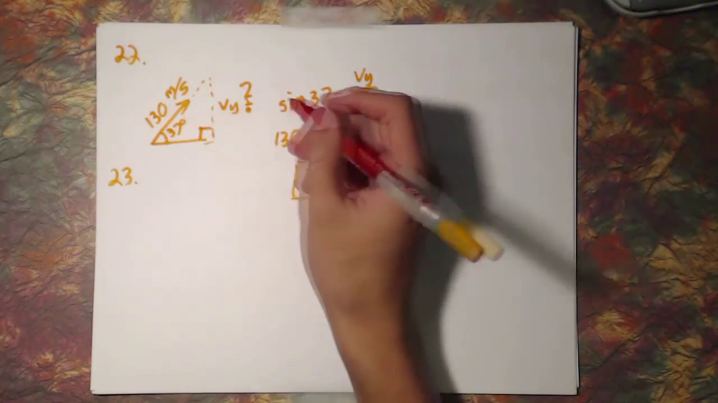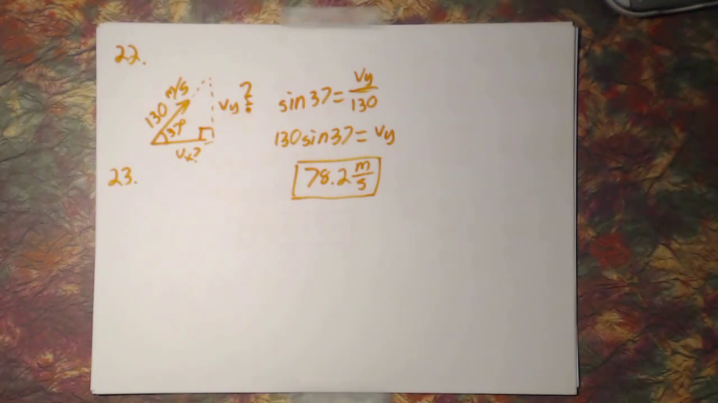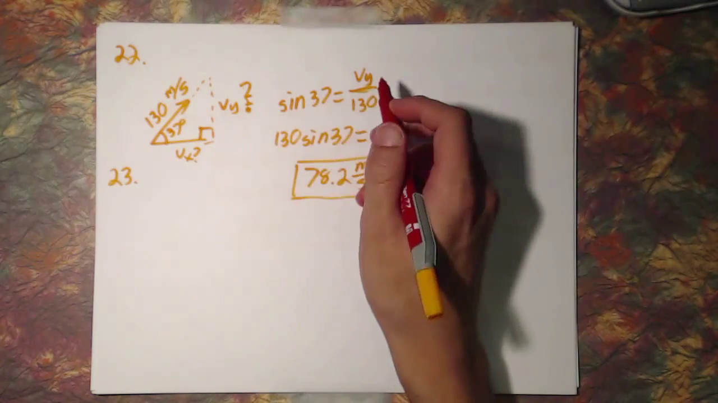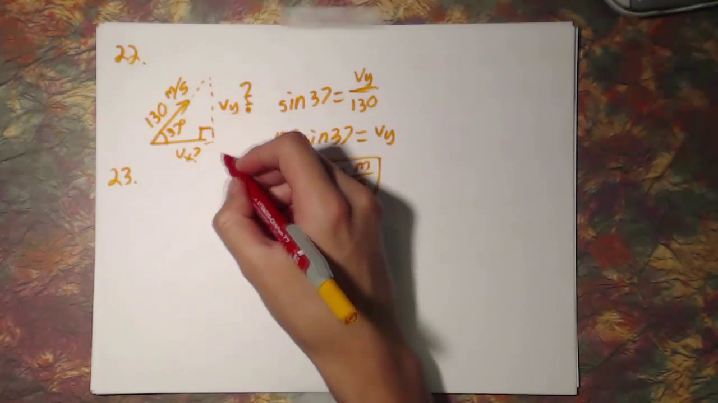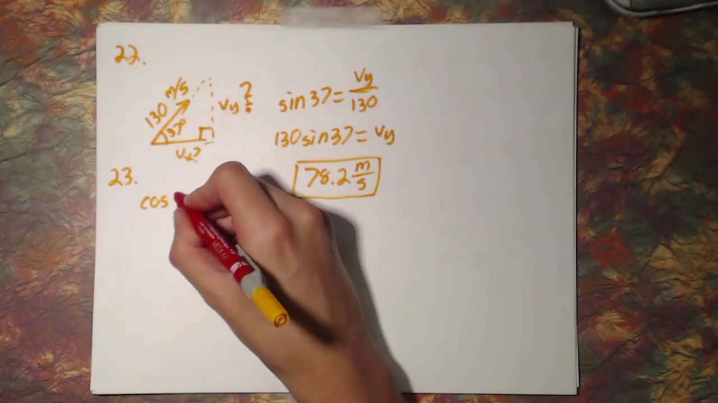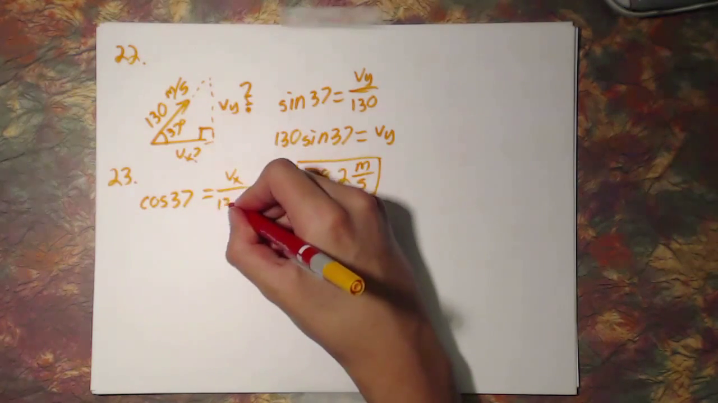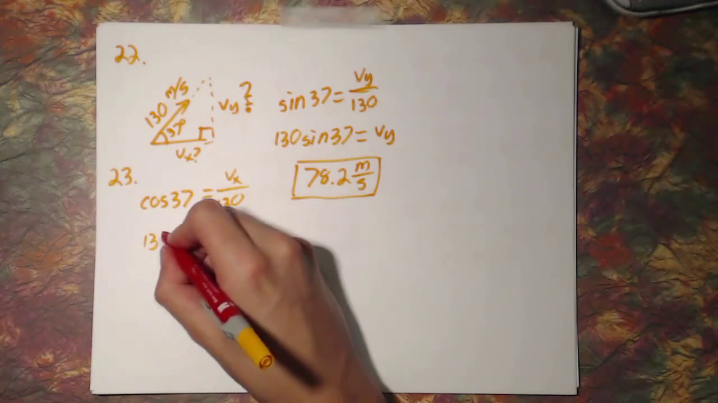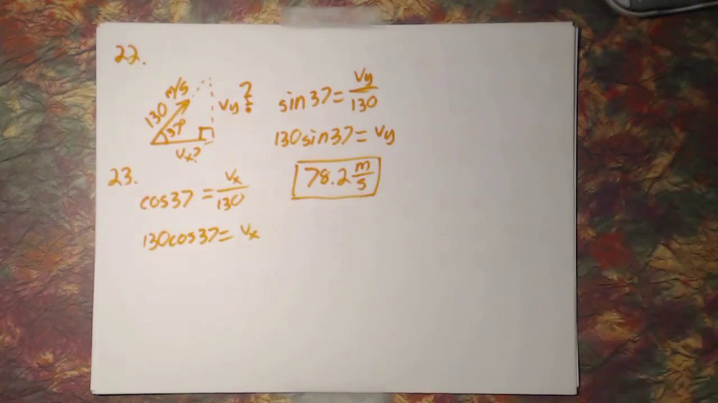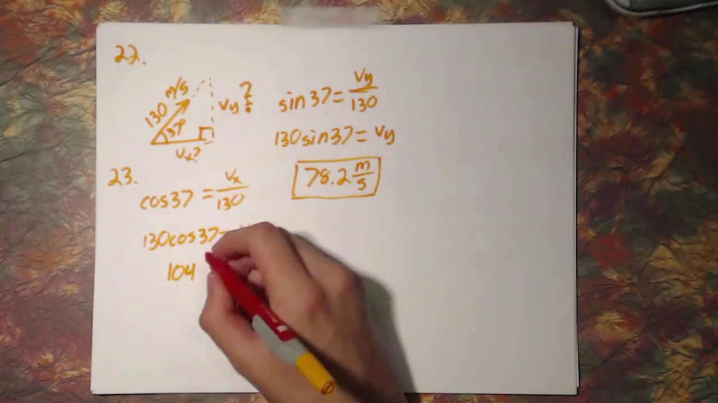23 wants to know v sub x. It says, what is the initial horizontal velocity of the ball? And horizontal is x. So same thing, but a different trigonometric function. We want cosine because this is adjacent, and cosine is adjacent over hypotenuse. So cosine of 37 degrees equals v sub x over 130. Multiply it over by 130, cosine of 37 times 130 equals v sub x. Plug that into your calculator and you're going to get 104 meters per second.